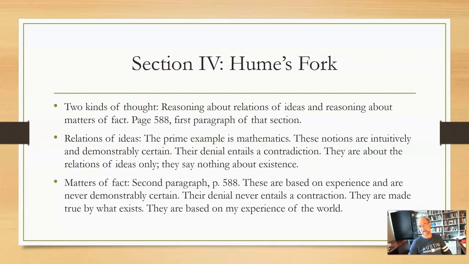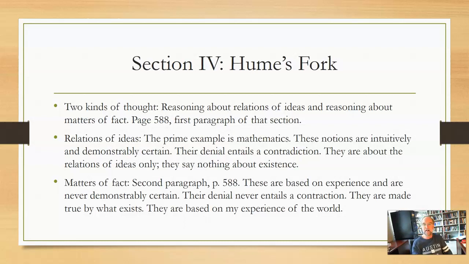The prime example for relations of ideas is mathematics and geometry. Okay? These notions are intuitively and demonstrably certain. They are ultimately provable, so as such they are deductive in this regard. Their denial entails a contradiction. If you deny that 3 times 5 is equal to half of 30, that'll take you to a contradiction, right? So this kind of thought is about the relations of ideas only, and they say nothing about existence. As Hume said, though there were never a circle or triangle in nature, the truths demonstrated by Euclid will forever retain their certainty and evidence. So all that stuff we know about triangles would be true even if there were no triangles in nature. So, they give us certainty, but they tell us nothing about existence. They're merely about the relations of ideas.